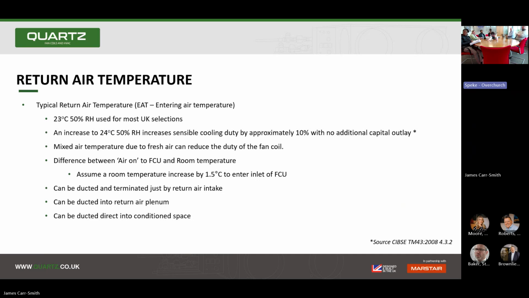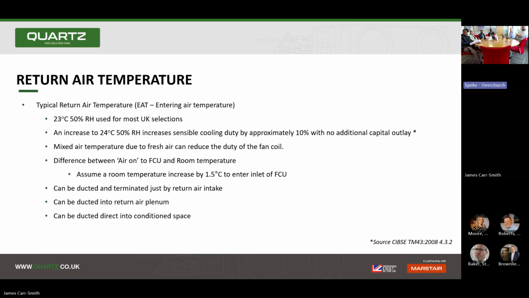Return air temperature. So again, we talk about this 23-50%. That is typical. It's used for most UK selections. However, there are obviously other different temperatures depending on the applications. Typically, an increase to 24 degrees, 50%, gives you approximately 10% more cooling duty out of a unit. So it is a consideration when you look at capital outlay of equipment. Actually, if 24 is a reasonable value to use, then obviously it can save the capital cost to the client.